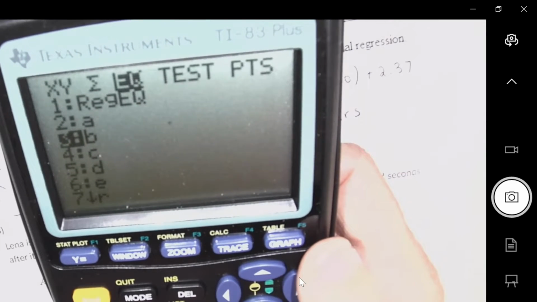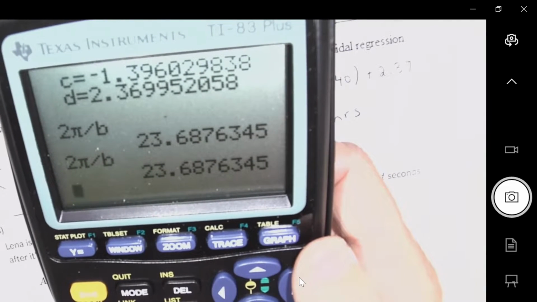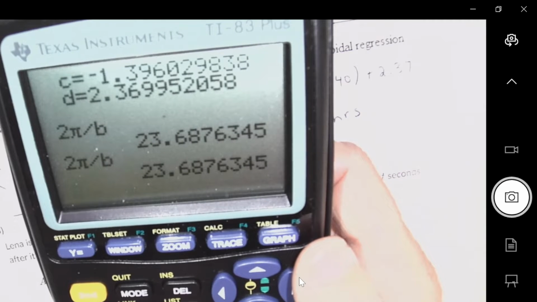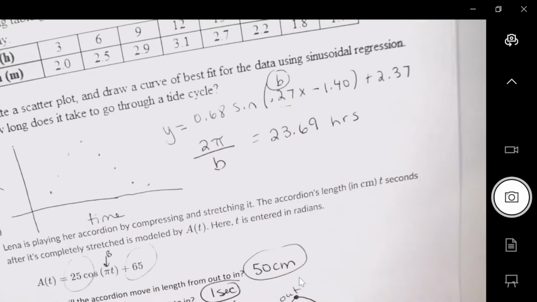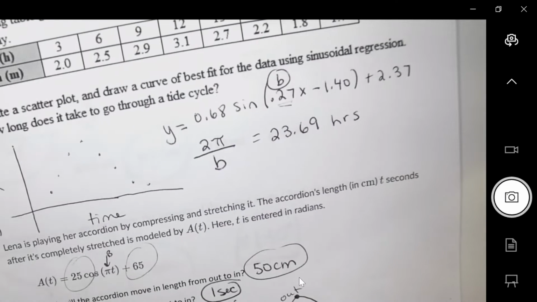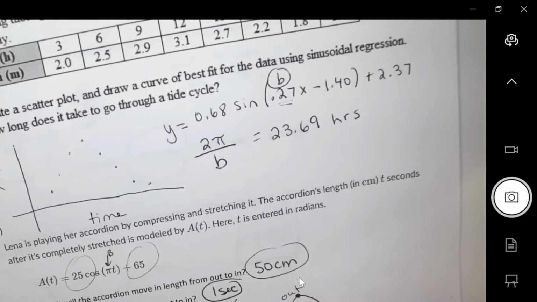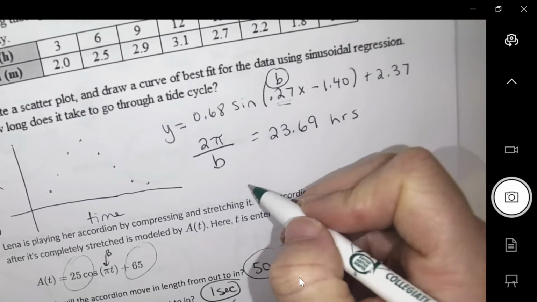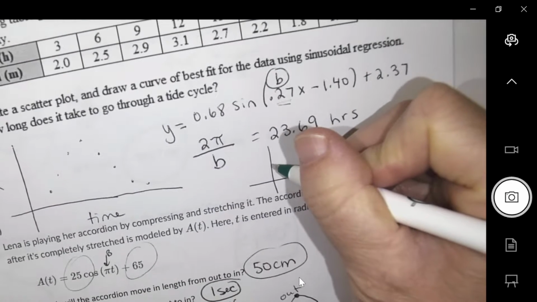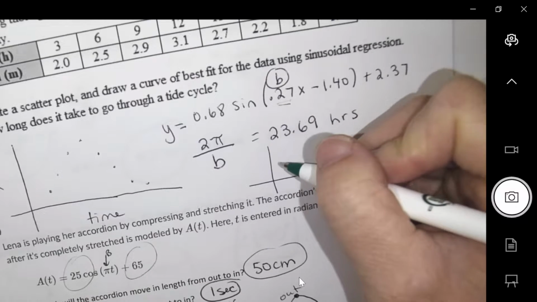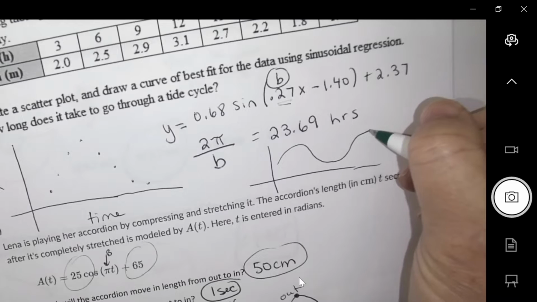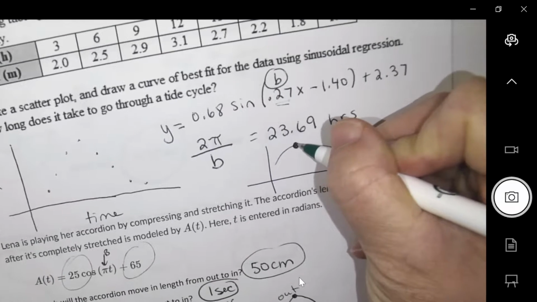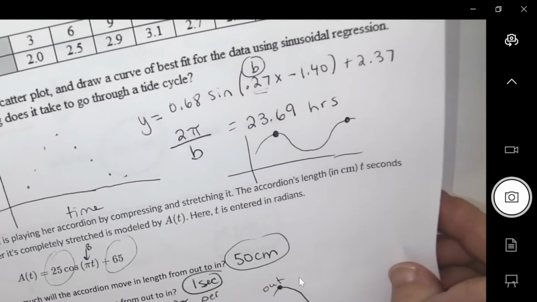What was your answer again? I got 23.68. Yeah, ours is different. Like 2 pi divided by B, how do you do that again? I'm going to do it another way because I just thought of that now if I could do that. Okay, let's try it a different way and see if it works.